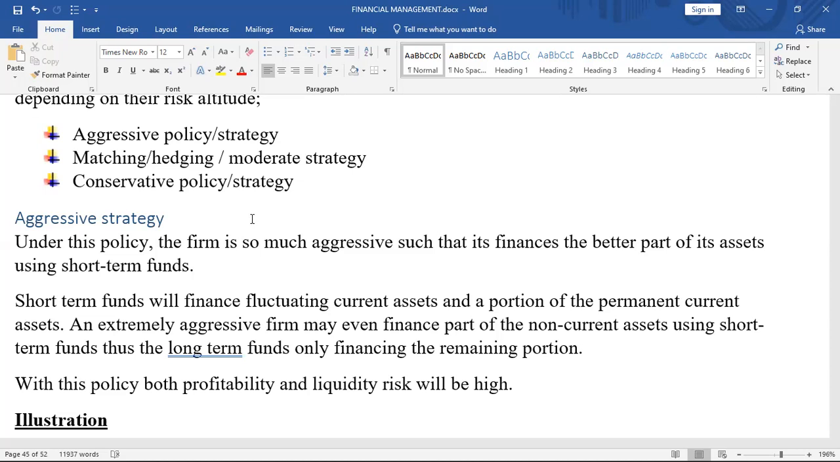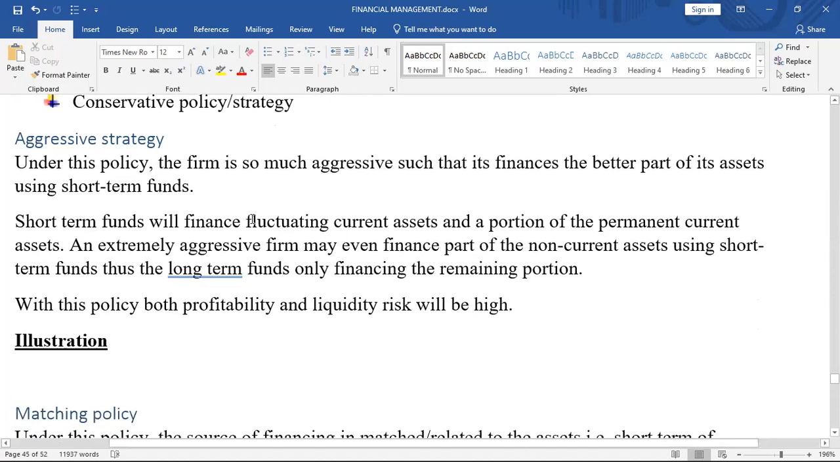Now, the short-term funds will finance fluctuating current assets and a portion of the permanent current assets. An extremely aggressive firm may even finance part of the non-current assets using short-term funds, with long-term funds only financing the remaining portions. With this policy, both the profitability and liquidity risk will be very high. So how does this look? Let me show you in a graph.